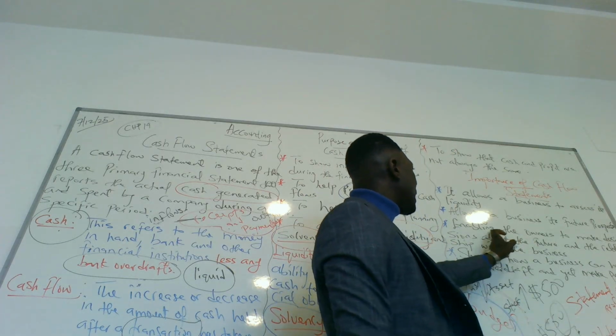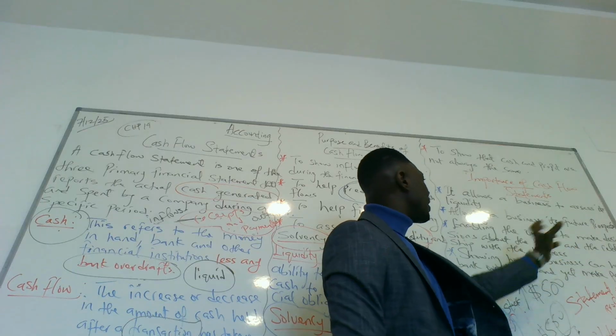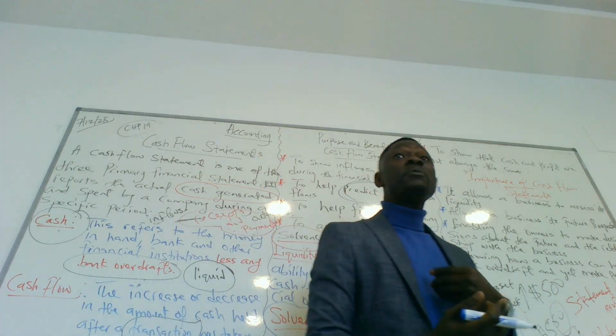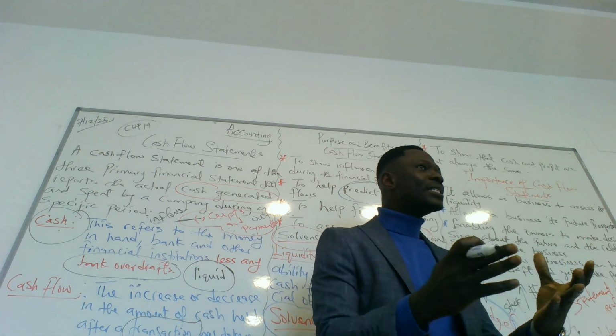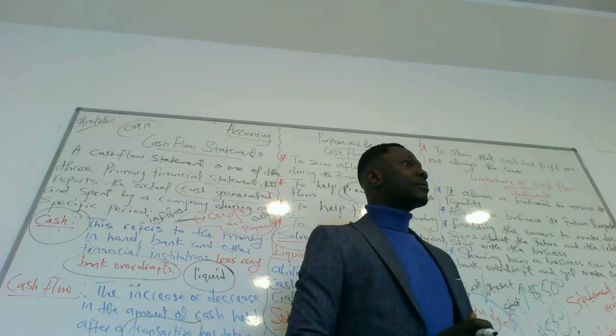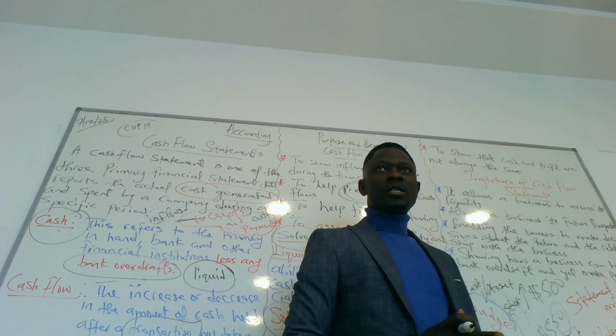The third one, enabling the owners to make decisions about the future and relationship with the business. With cash flow statements, the owners of the business would know if the business is making sense or not making sense. Does it make sense here or not?